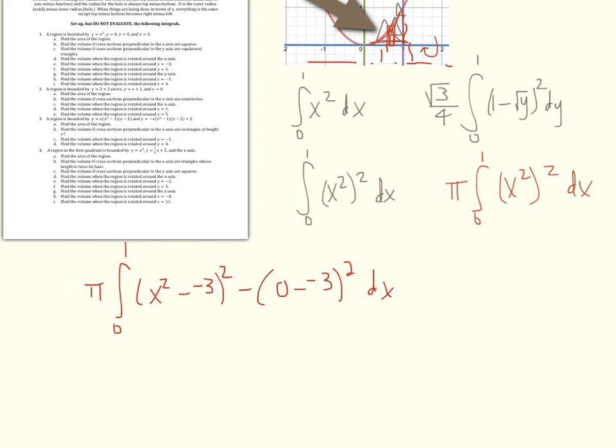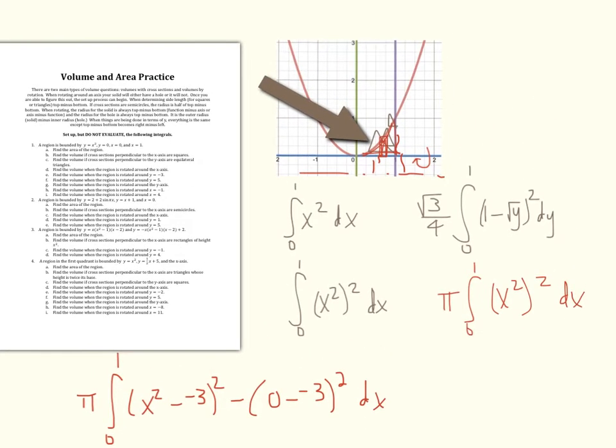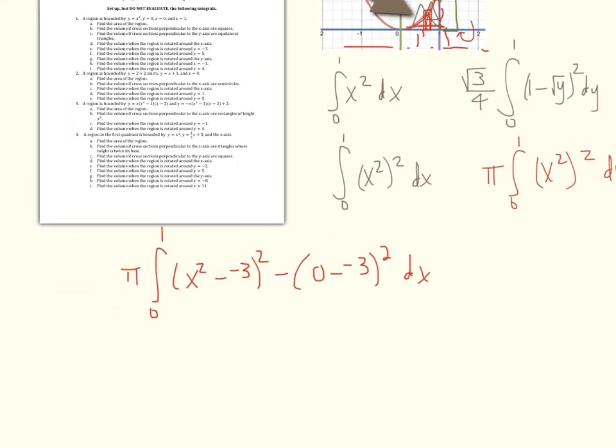Okay, y equals 5. This is above. Obviously that's not y equals 5. So if I look at this one, the longest distance is actually to the x-axis. So it's going to be pi, 5 minus 0, that's the x-axis, squared, minus 5 minus x squared, squared.